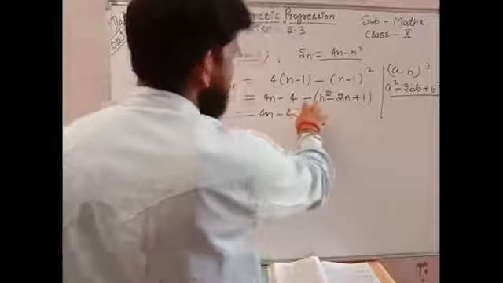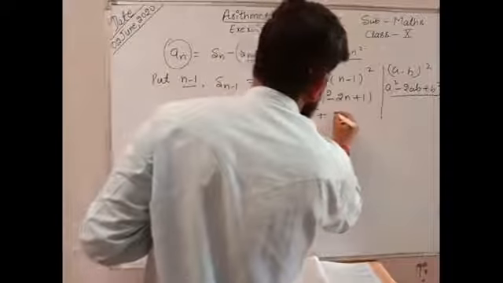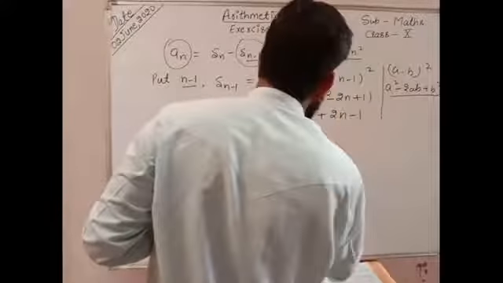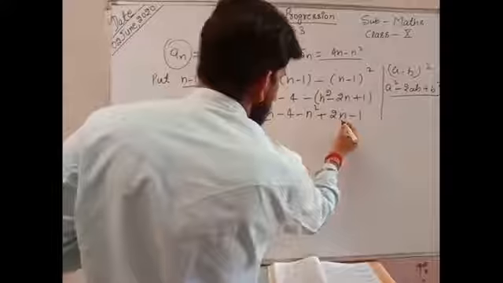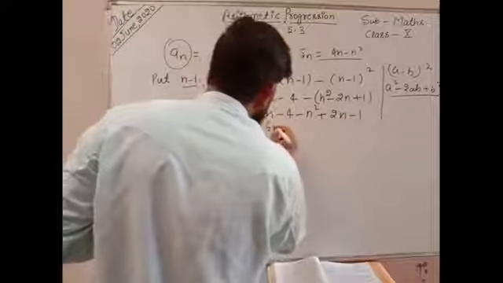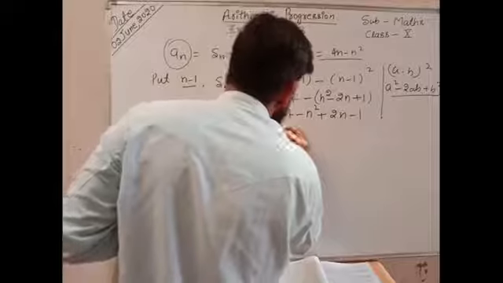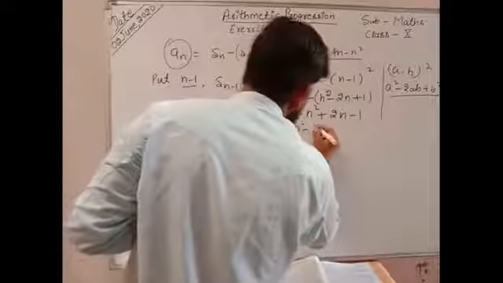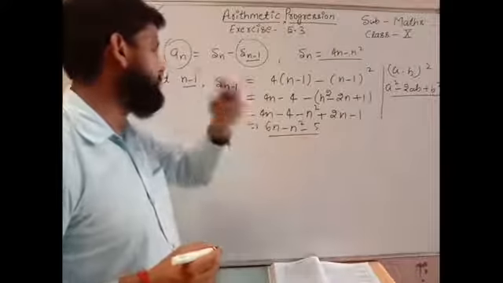So 4n minus 4 minus n square plus 2n minus 1. Okay, this is 4n and this is 2n, so it becomes 6n, and minus 4 minus 1 is minus 5. So we got Sn minus 1 is equal to 6n minus n square minus 5.